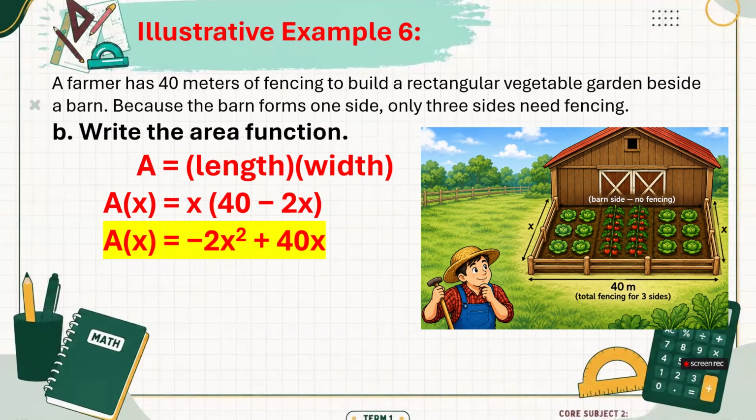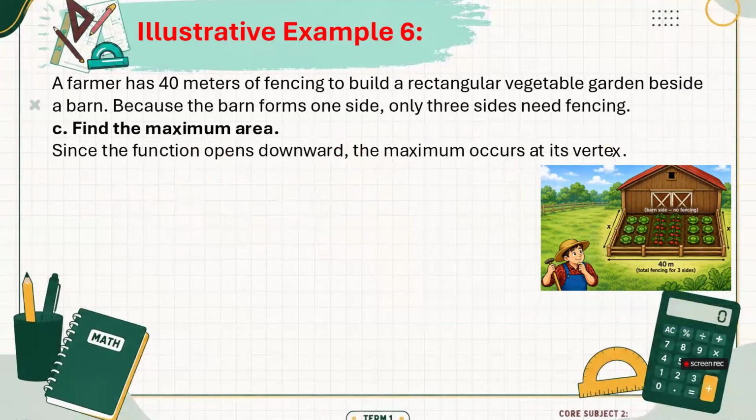Okay? So this is a quadratic function because the coefficient of x squared is negative. Therefore, the graph opens downward. So the function has a maximum value. And that will lead us to the next part. Remember, since the function opens downward, the maximum value occurs at its vertex. And to get the vertex and the value of x, we use the formula.